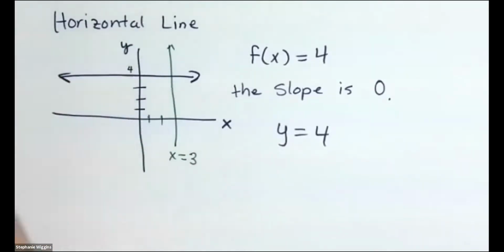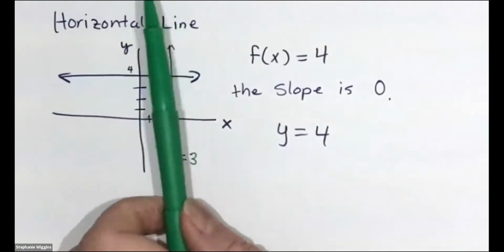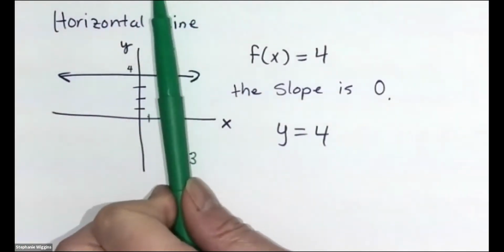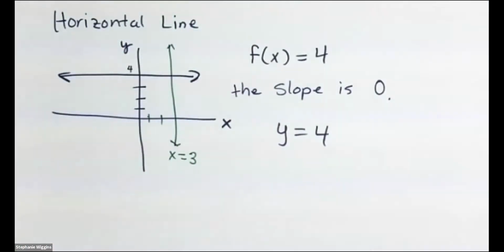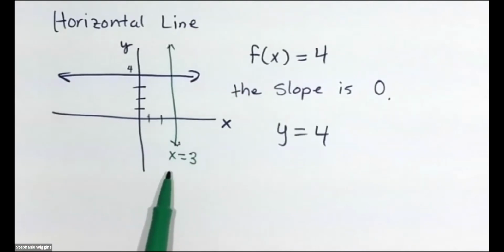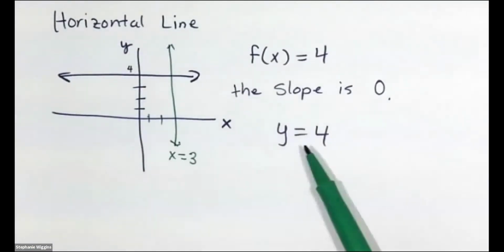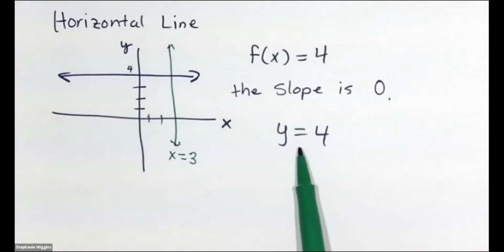This is not a function. It's a vertical line, but if I were to draw a vertical line over the top of it, it would intersect everywhere. That's obviously failing the vertical line test. So this is not a function, but you can graph it. It's x equal 3. But we don't work much with non-functions, so you're not going to run into vertical lines, but occasionally you will run into a horizontal line.